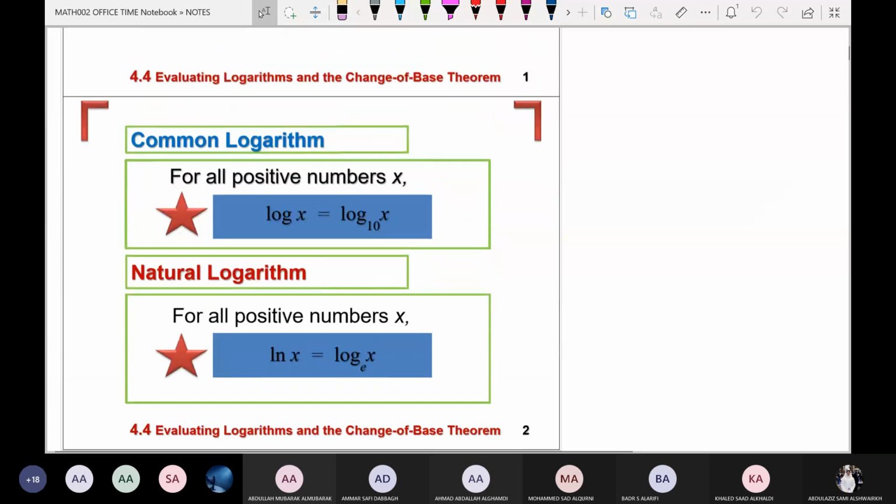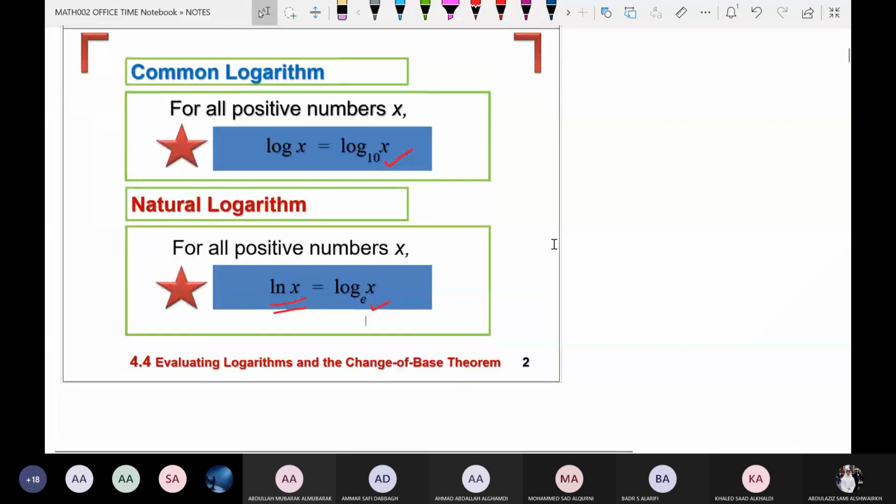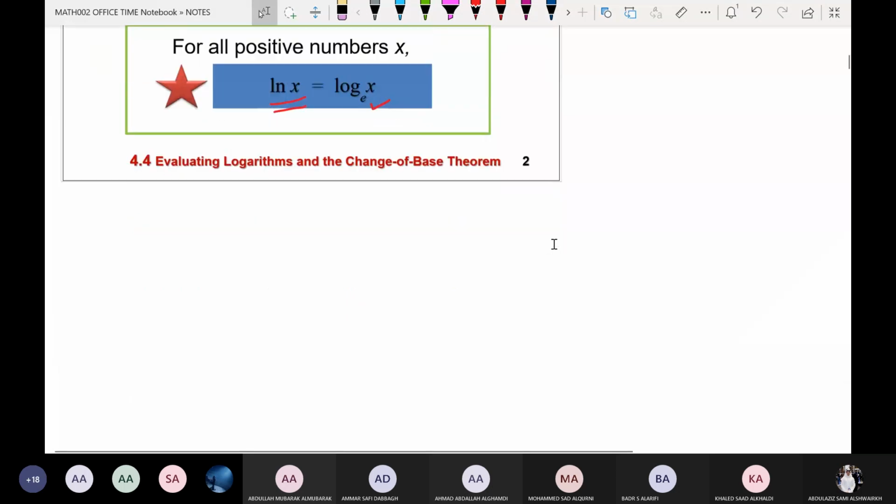First thing, just remember this, Shabab, logarithm without showing the base, that means we have the base 10, right? We are familiar with this one. And if you write just ln x, we mean the logarithm with base e. I'm sure you guys are also familiar from high school. So these are to remember again.